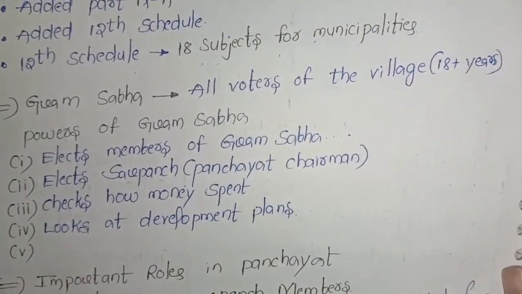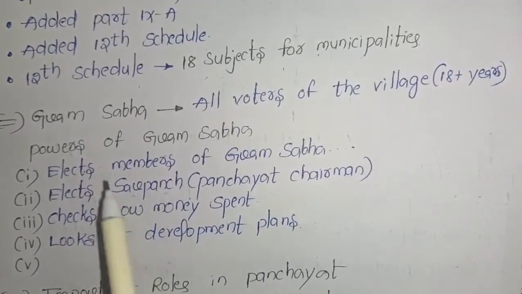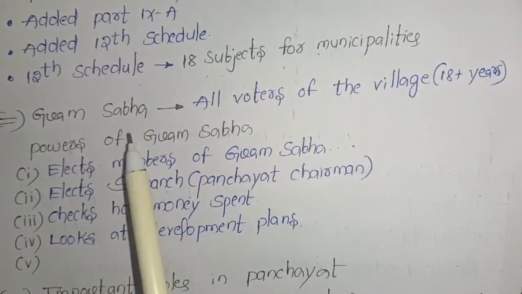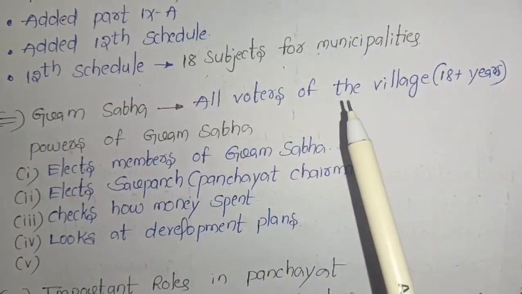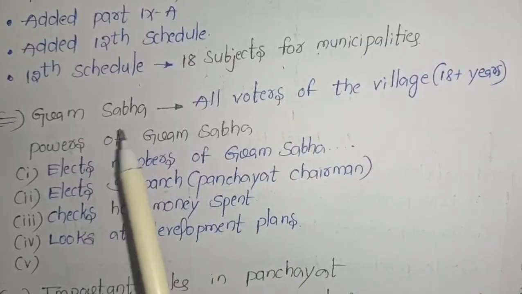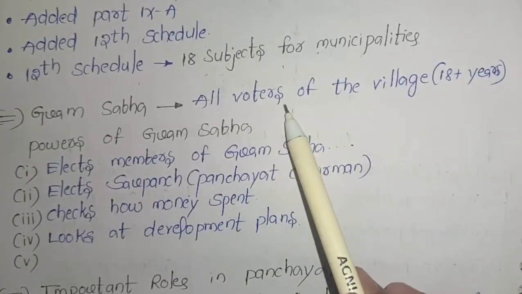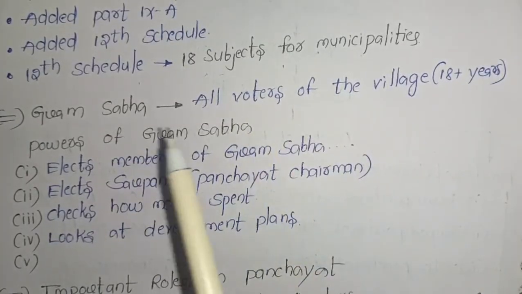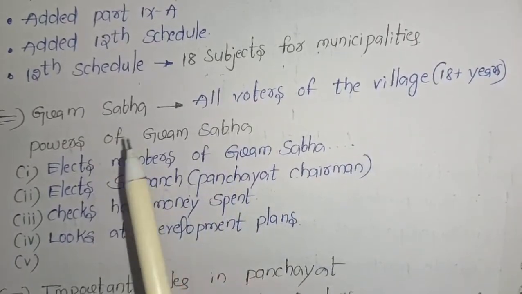Now let's discuss the Gram Sabha. The Gram Sabha is nothing but all voters of a village. The group of voters of any panchayat, those who are 18 plus years and get the vote, is known as the Gram Sabha.